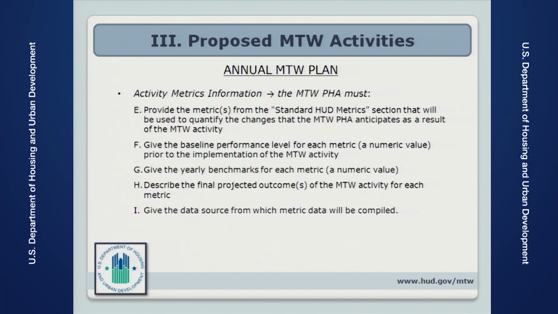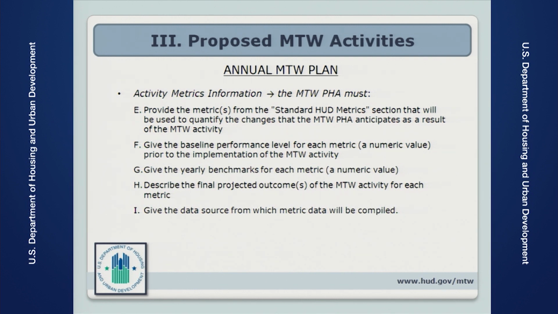Next, agencies will provide metric information for each proposed activity. Again, we'll discuss this in much more detail in the accompanying webcast on utilizing the standard metrics. But here we would just like to note that standard metrics are applicable to all proposed activities. The agency would look to the statutory objectives that they cite for the proposed activity, and then provide the applicable standard metrics in that category.